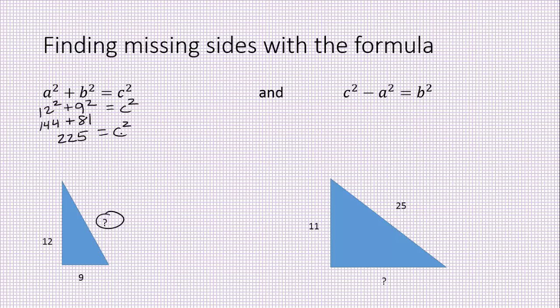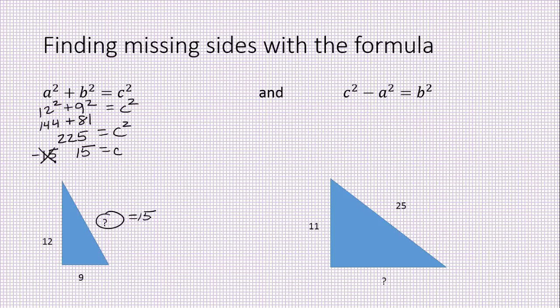If c squared is equal to 225, then c must be the square root of that, which is 15. Now the square root of 225 is also negative 15. There's actually two solutions. But if you're solving for the length of one side of a triangle, it doesn't make any sense to use the negative solution. So this is equal to 15.